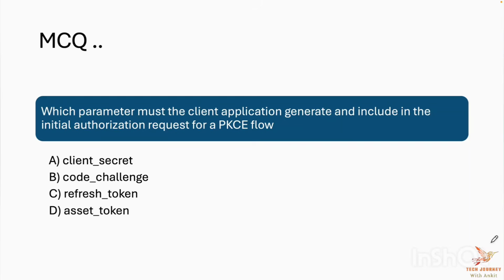Now there are a few MCQs that I want you folks to definitely attempt and let me know the answers in the comment section. The first MCQ is: which parameter must the client application generate and include in the authorization request for the PKCE flow? Just now I mentioned that for the initial authorization request, you have to send one additional thing. Let me know in the comment section what that additional thing is.